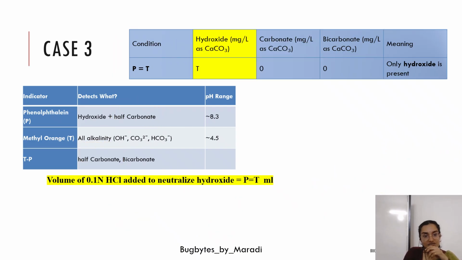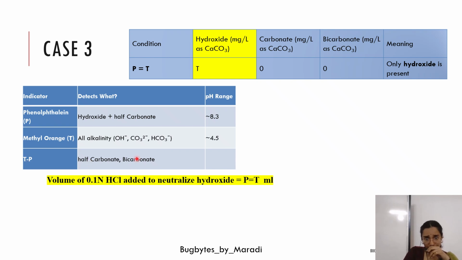The next case is case 3, where P is equal to T. When P is equal to T, only hydroxide ion is present in the water sample. As we all know, phenolphthalein indicator measures phenolphthalein alkalinity: hydroxide and half of the carbonate. Methyl orange measures total alkalinity: hydroxide, carbonate as well as bicarbonate. But please remember, all three will not be present together in a water sample. T minus P is half carbonate as well as the bicarbonate.